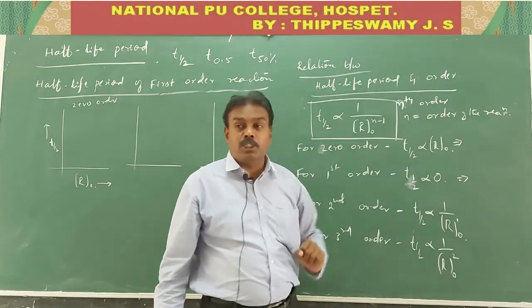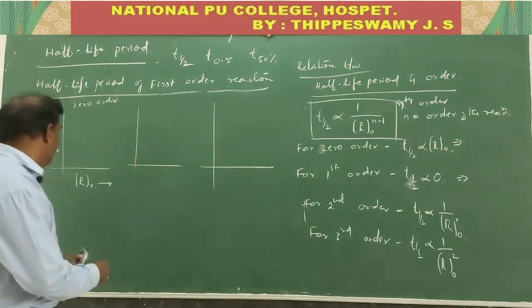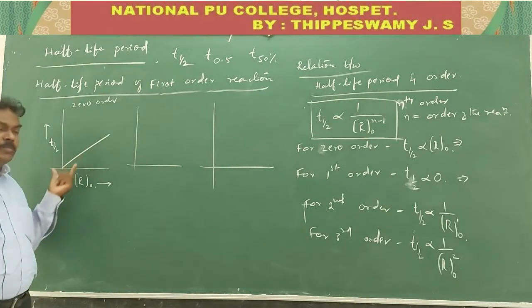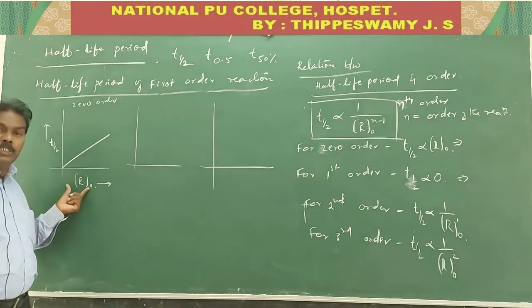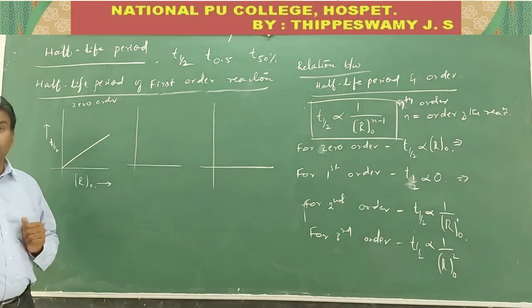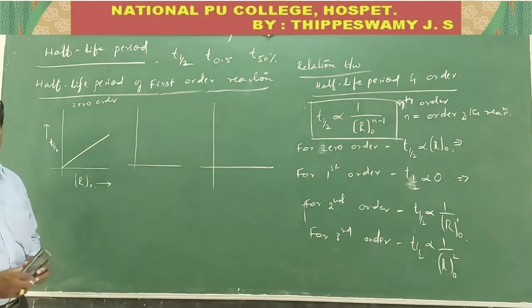Initial concentration of the reactant. Hence we say that we are getting the nature of the graph in this manner. We are getting a straight line from the horizon. As the initial concentration of the reactant increases, the half-life period also increases. This is for a zero order reaction.